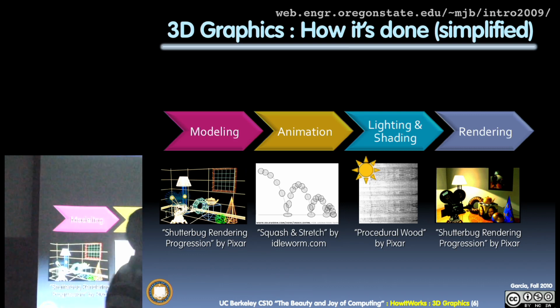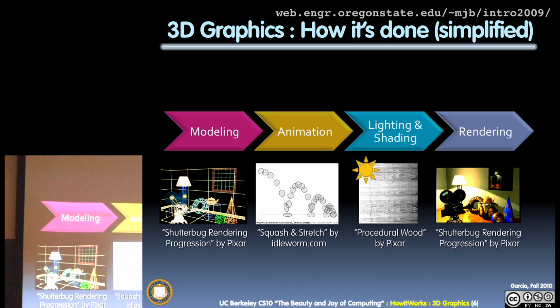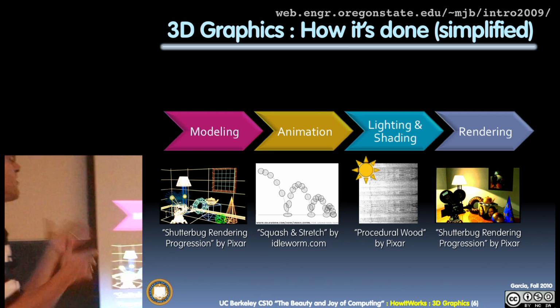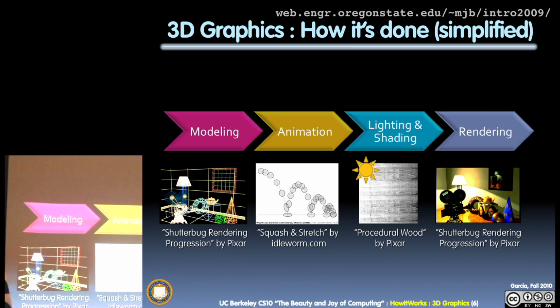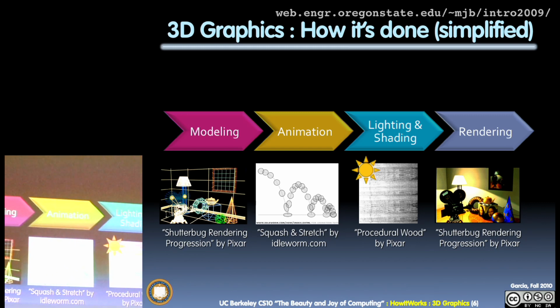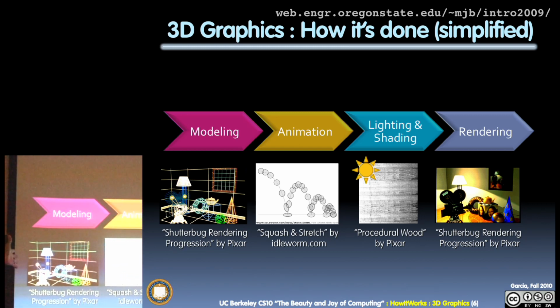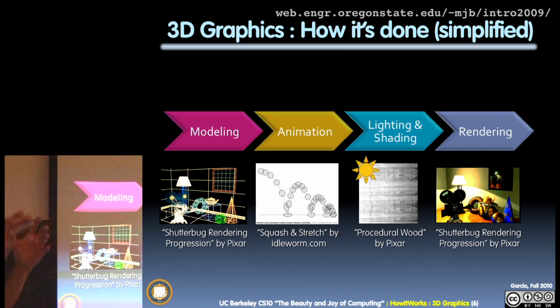And maybe I should turn a light up just a little bit for the film folks. Okay. So here are the four pieces: modeling, animation, lighting and shading, and then rendering. So quickly, modeling is making 3D models of things. And I'll talk about each one of these in detail, but just in general for the picture.